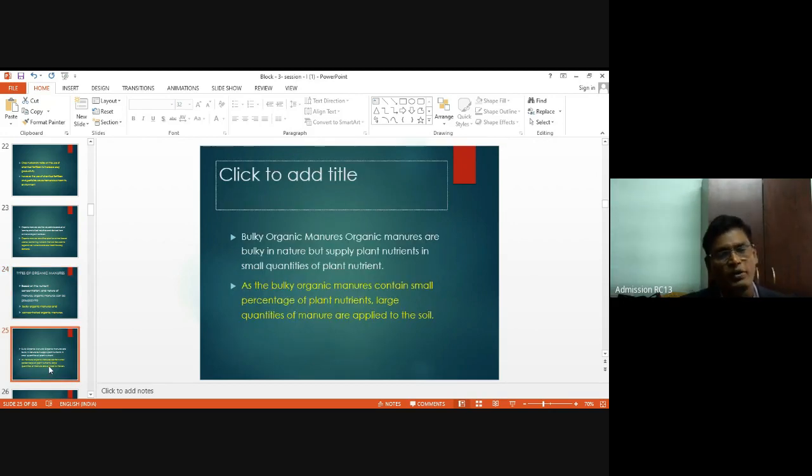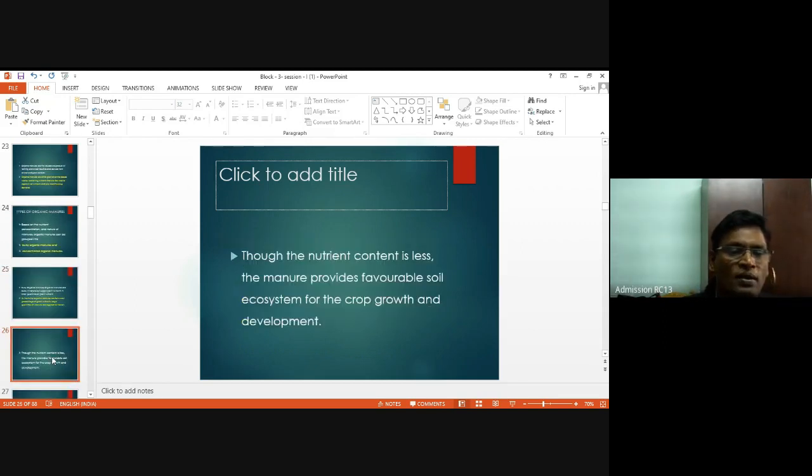So the bulky organic manures are bulky in nature. That means large. Bulky means more, and they supply plant nutrients in small quantities, right? As the bulky organic manures contain a small percentage of plant nutrient, a large quantity of manure is applied to the soil. Though the nutrient content is less, the manure provides a favorable soil ecosystem for crop growth and development.